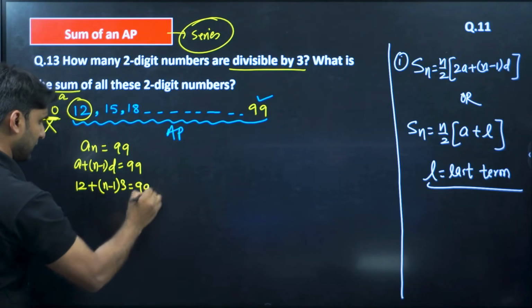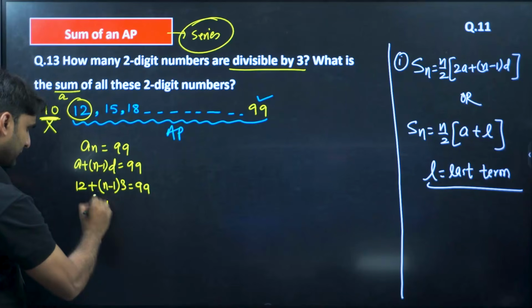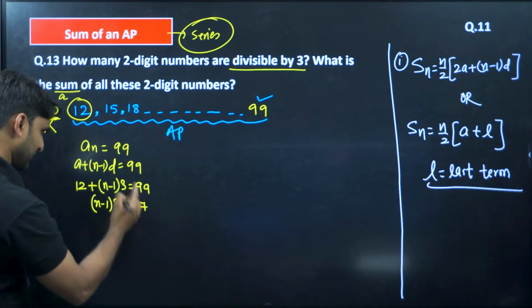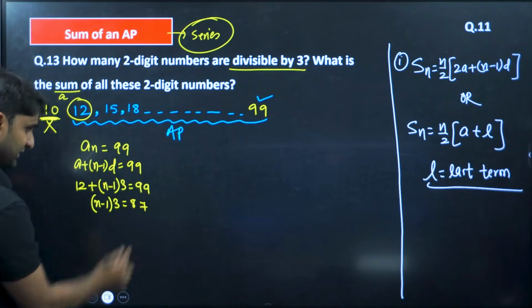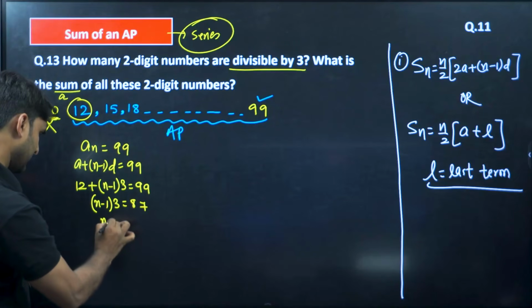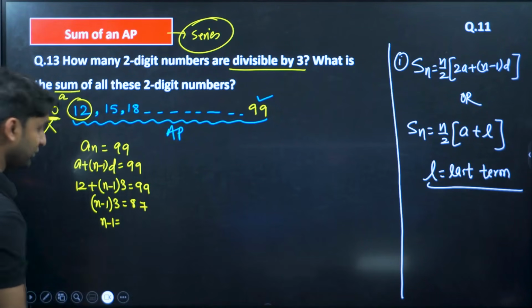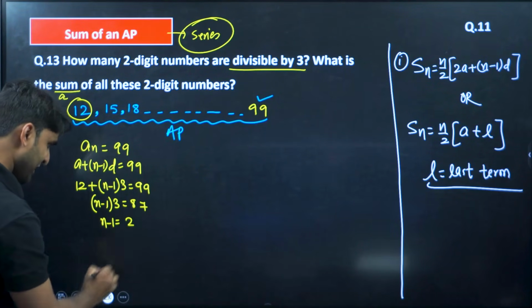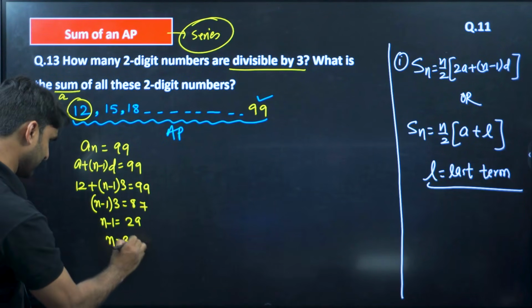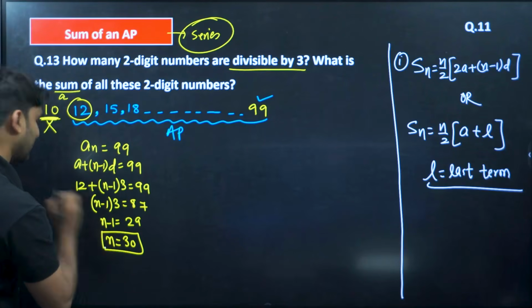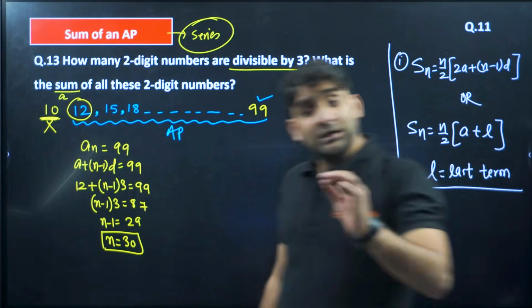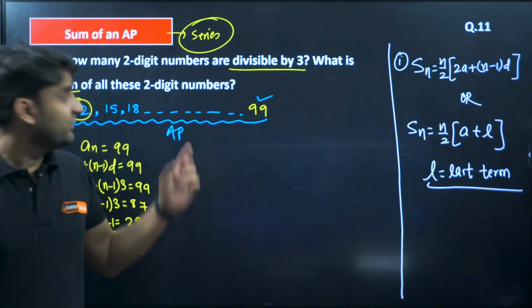It is equal to 99. So 12 will go to the right hand side. 99 minus 12 will be 87. 87 plus 12 will be 99. So 3 is in multiplication, so 3 will go there. So n minus 1 is 87 divided by 3, which is 29. So n is equal to 29 plus 1, which is 30. So total 30 terms are there, 2-digit numbers which can be divided by 3.